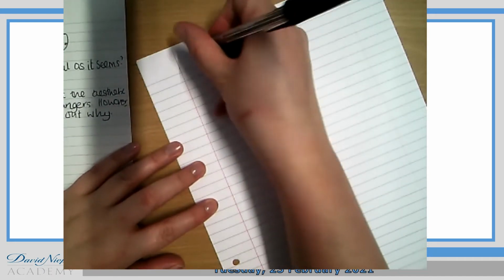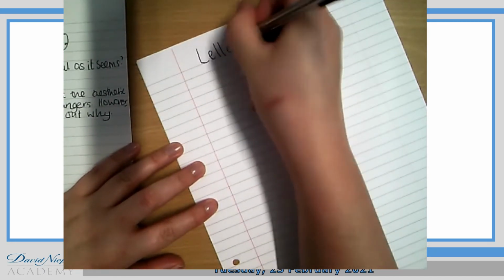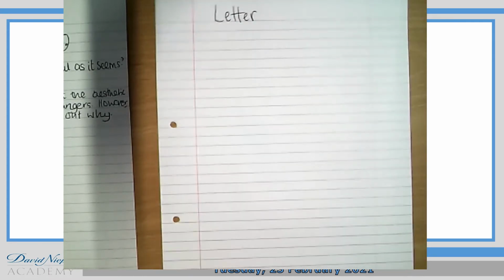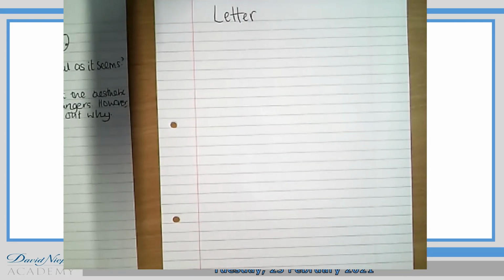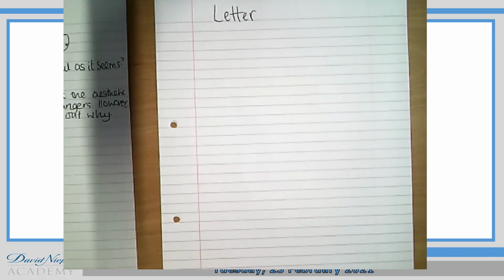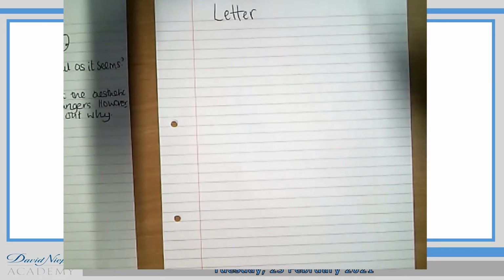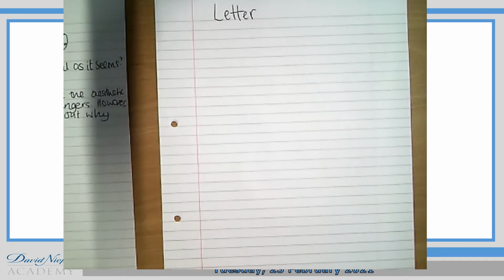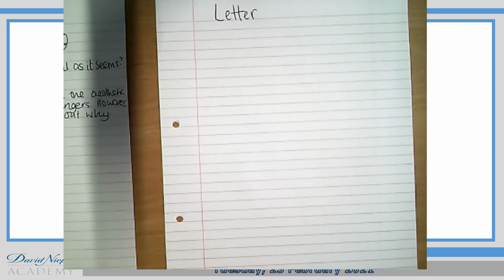Okay, so the second one we're going to have a think about is the letter layout. Now, obviously, in modern society, letters are not written as much as they used to be. So you may never have written a letter in your life, but I'm pretty sure you must have received one at some point. So there's a few more presentational features to a letter than there are to an article. And again, letters do seem to be a favourite of the exam board, okay?